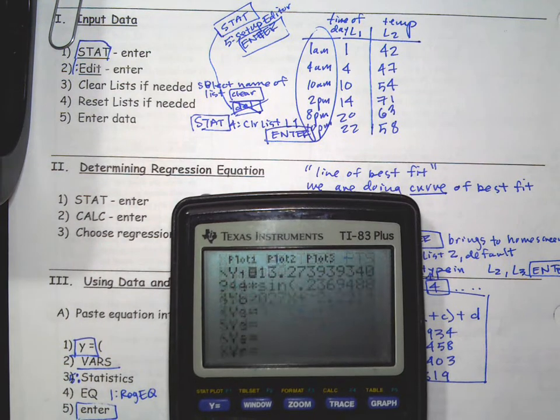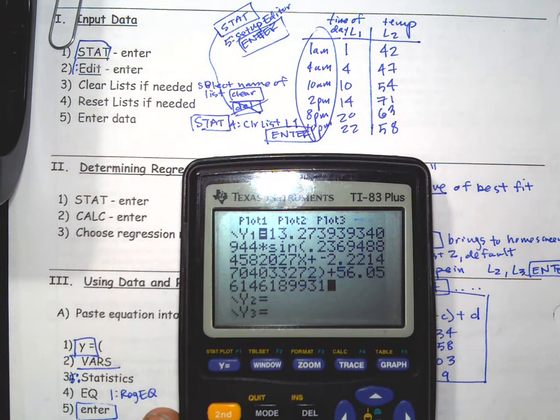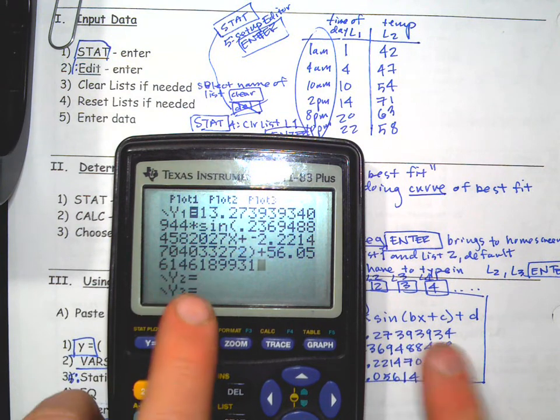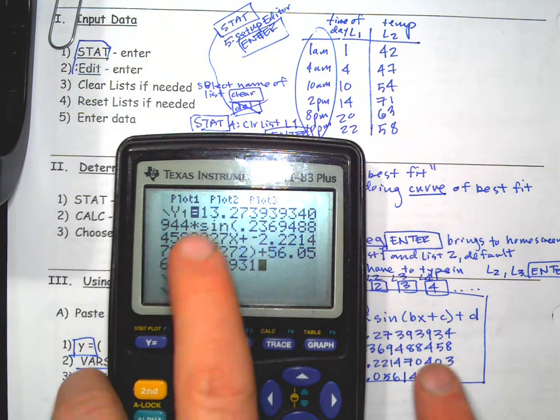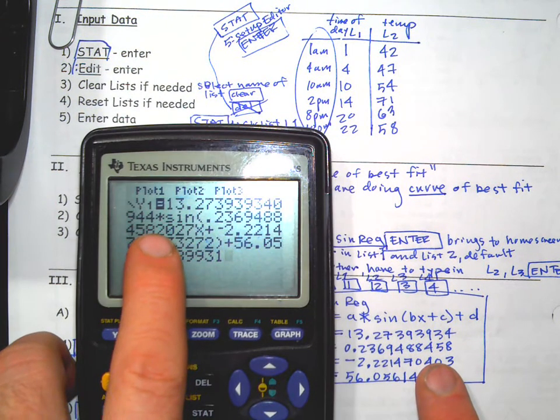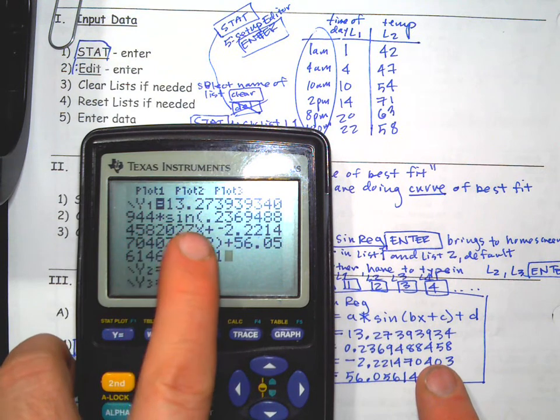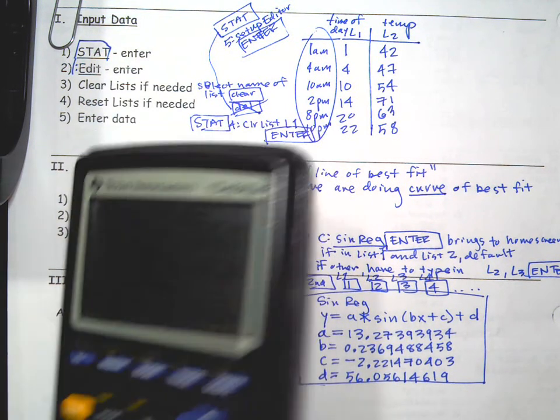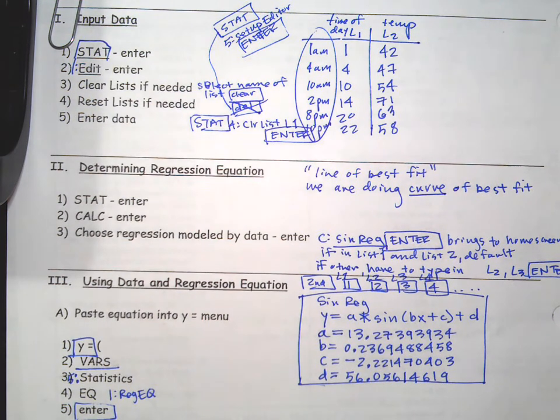So if you do that, look, it just pasted that. It pasted this into the Y menu with all the numbers in the right spots. In fact, it's showing more accuracy of numbers. Just imagine having to type all that in. And now it's done for you. So you definitely want to use that. Okay? So that's a nice little trick.